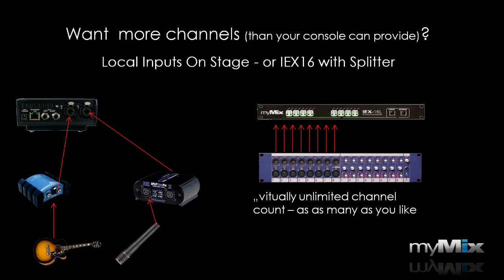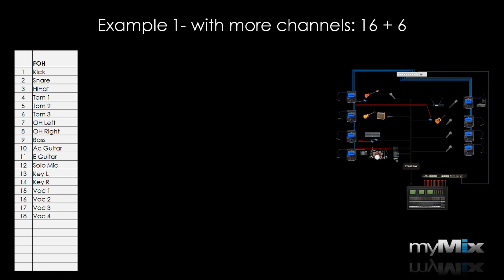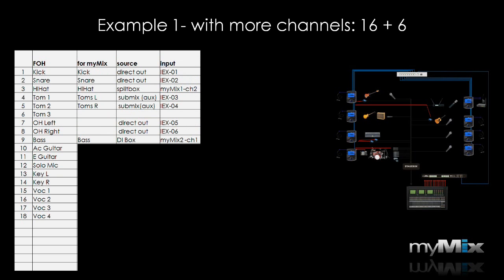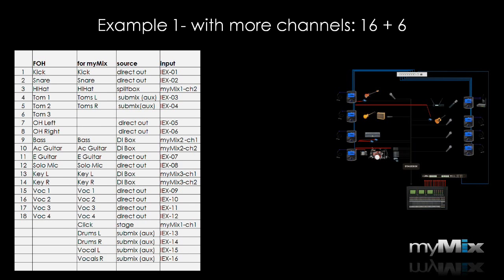So let's take a look now at example 1, but now with more channels. In addition to the kick and the snare microphone, we use a split box for the hi-hat, direct outs for the 2 overheads, and we create a stereo submix for the 3 tom mics. For the other instruments and microphones, we use the direct out as before, and we have a submix of the whole drums and all the vocals as before.